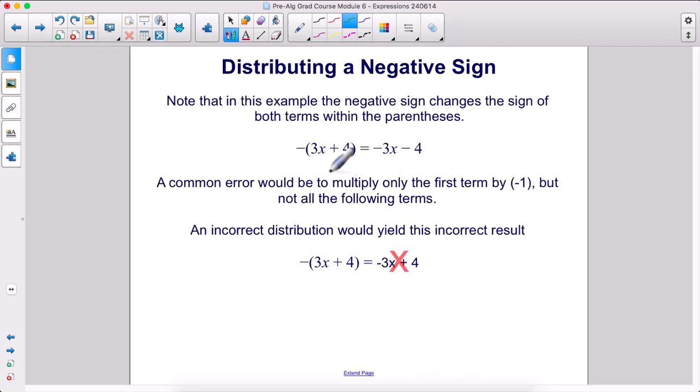Note that in this example, the negative sign changes the sign of both terms within the parentheses. So 3x plus 4 becomes negative 3x minus 4. A common error would be to multiply only the first term by negative 1, but not all of the following terms. An incorrect distribution would yield this incorrect result, negative 3x plus 4. Make sure not to forget to distribute that negative sign to every term, not just the first one.